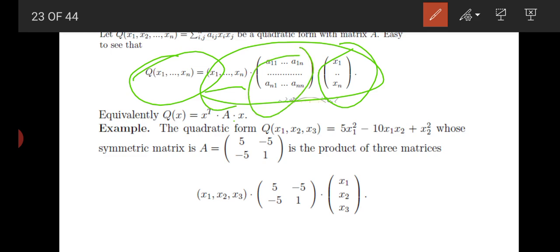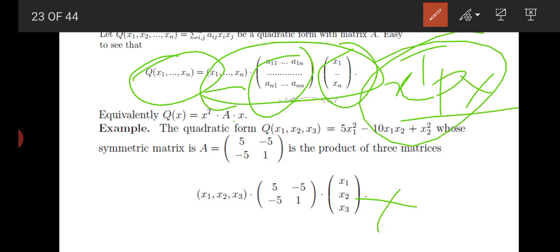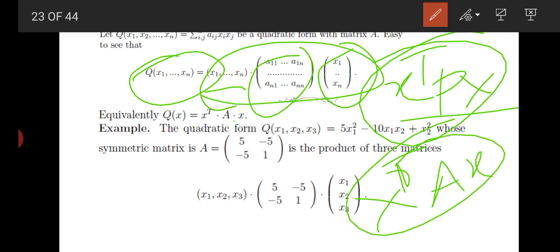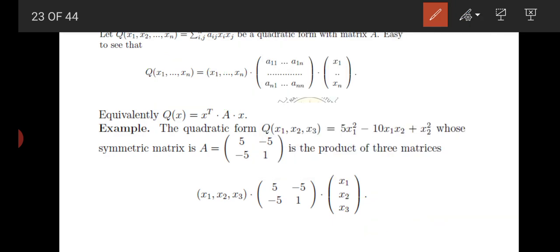So again it becomes x transpose P x, or x transpose A x, and this is the quadratic form. You can see it from one example: 5x1 square minus 10 x1 x2 plus x2 square. We write this with 5, 1, and the minus 10 is split into minus 5 and minus 5. With the help of this we can write it.